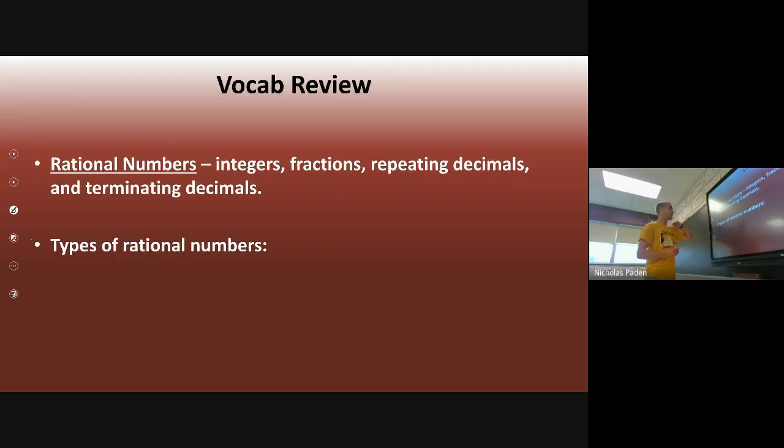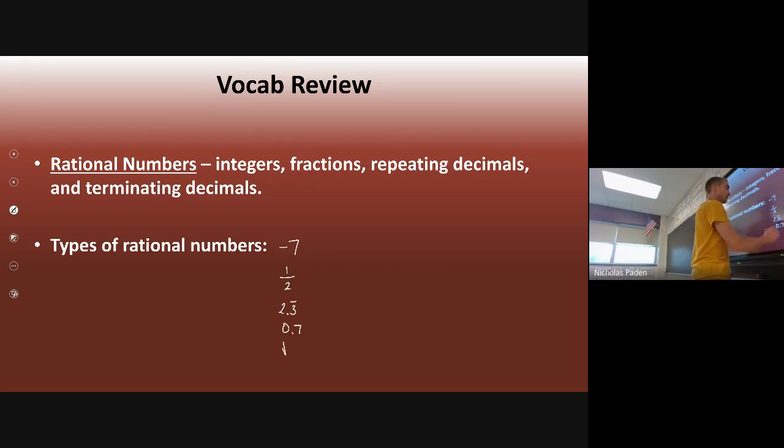Okay, so first thing, as a review, rational numbers: integers, fractions, repeating decimals, terminating decimals. They can be positive, they can be negative, but those are all the different types of rational numbers. So a few examples of rational numbers once you get this definition down. They could be something like -7. We could have a fraction like 1/2. We could have a repeating decimal, so 2.3 repeating. We could have a terminating decimal like 0.7.